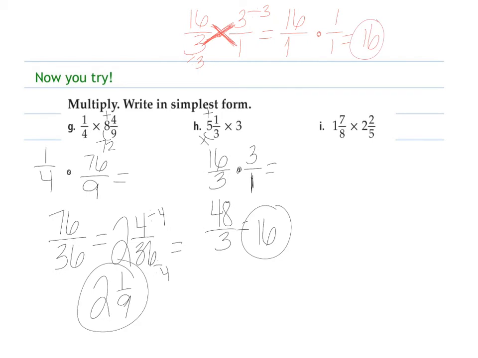That might be confusing to you. The more you see it, the more it will make sense. So I'll do it on the next one if it works out, and I'll do it a little bit more in class as well. But this is called cross canceling, and it helps when you have bigger numbers for numerators and denominators.